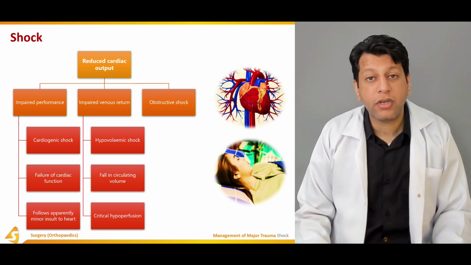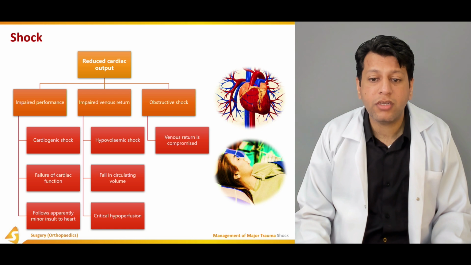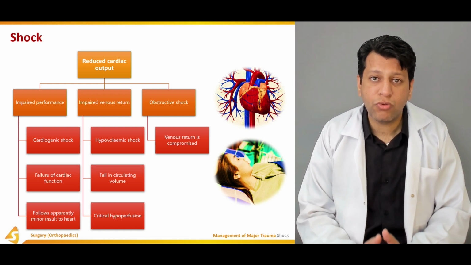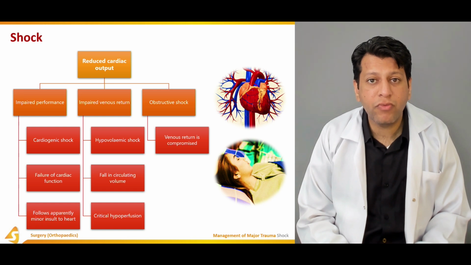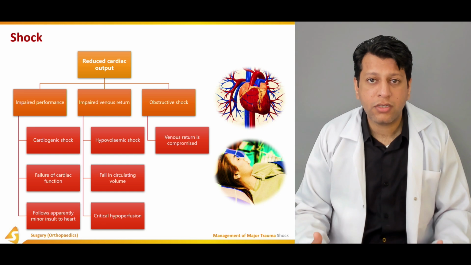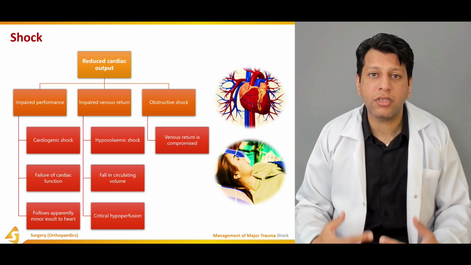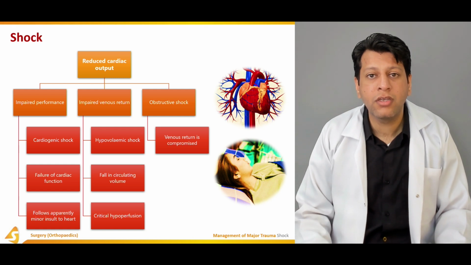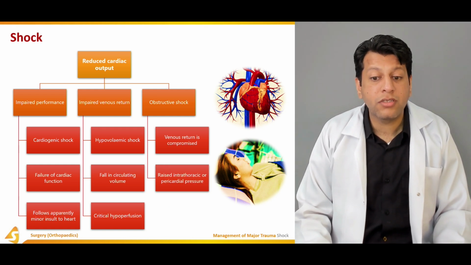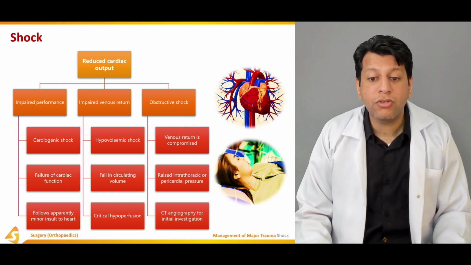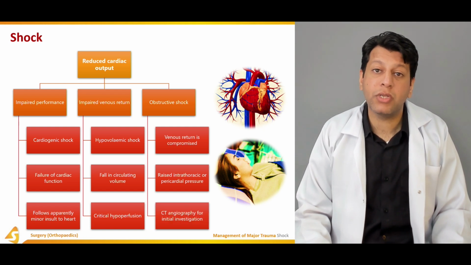Now coming to obstructive shock. In obstructive shock the venous return is actually compromised. Although there is no decrease in the volume of the venous return which is coming, somehow there is an obstruction at the thoracic level which is not allowing enough venous return to get back to the heart, so that this results in obstructive shock. This may be raised intrathoracic or pericardial pressure, and CT angiography for initial investigation may be required as well.